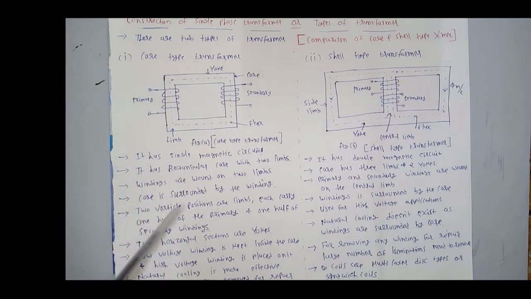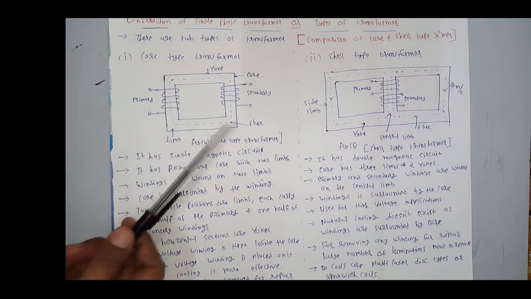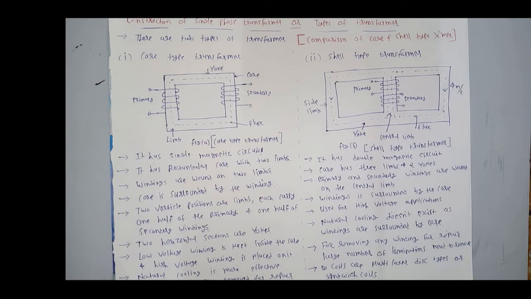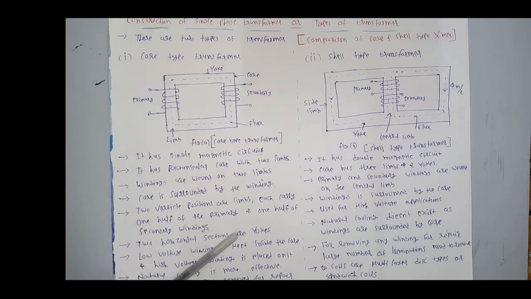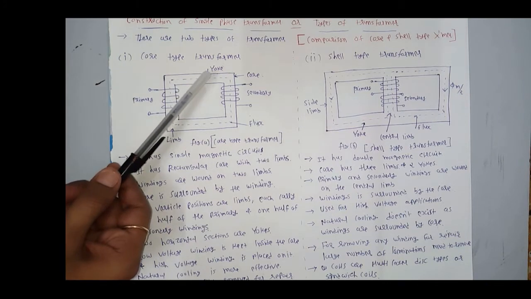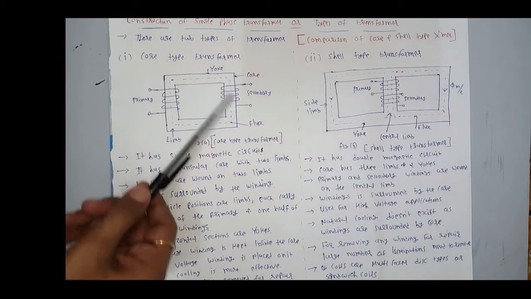Next, two vertical portions are limbs, each carrying one half of the primary and one half of the secondary winding. These two vertical portions are known as limbs. These two horizontal sections are yokes. Here see in this figure, these two are yokes. Horizontal are yokes and vertical are limbs.